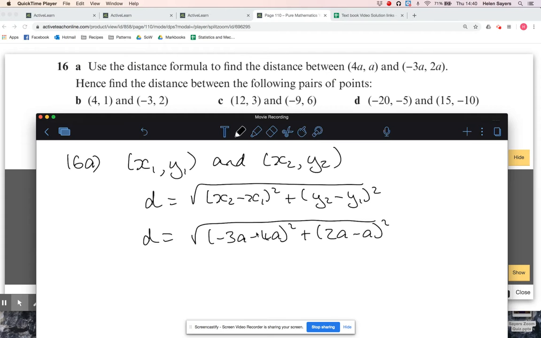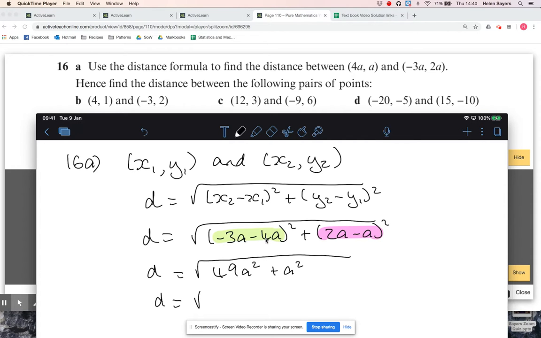So it's going to be minus 3a minus 4a all squared, plus 2a minus a all squared. Obviously, this is going to end up being minus 7a, but when I square it, it's going to be 49a squared. So it doesn't matter which way around you subtract, because it doesn't matter whether it's negative or not. The first set of brackets is minus 7a all squared, so that's 49a squared. The second set of brackets is just going to be a squared.